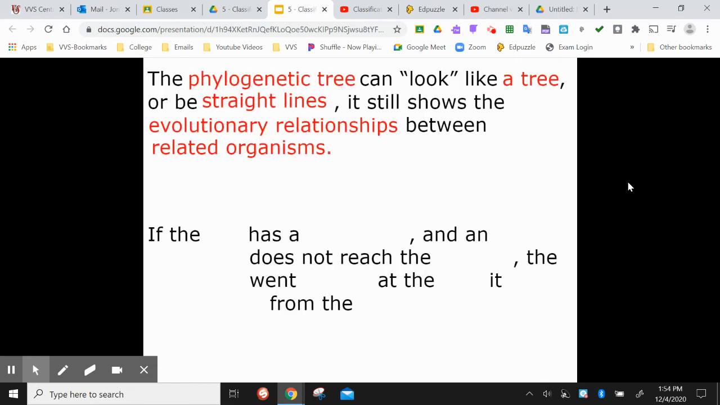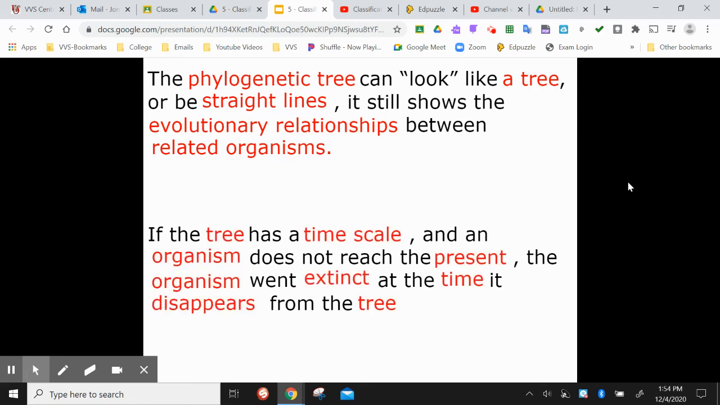The tree can look like a tree, or it can be straight lines. It still shows the relationship between the related organisms. They don't necessarily have to draw it so it looks like a tree. It can just be a bunch of lines pointing in a certain direction. If the tree has a time scale, and an organism doesn't reach the top, the present, that means the organism went extinct and it disappears from the tree. If it still exists at the top of the tree, that means it's still around today. If the line stopped before reaching the present, that organism is no longer around. It went extinct.